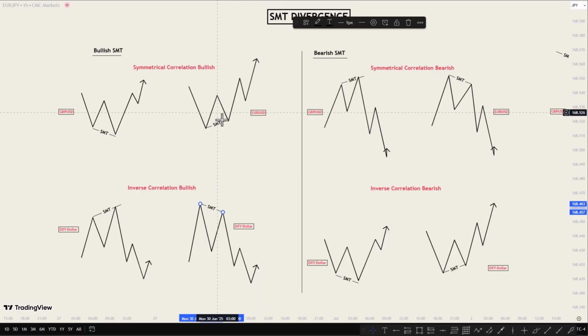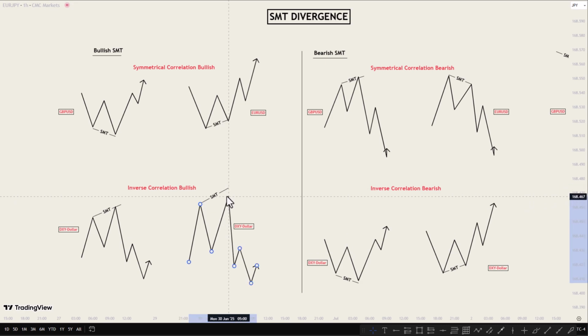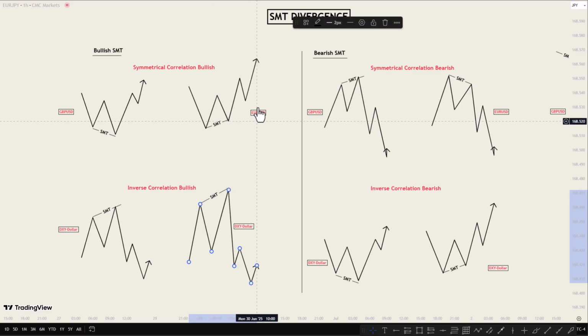Now, if Euro is making lower high, the inverse correlated pair, which is the dollar, is supposed to make what? Higher low. But in a situation where the dollar fails to make higher low as inversely correlated with Euro, then we see higher high, then we will say that there is a what? Crack in correlation between dollar and Euro USD.